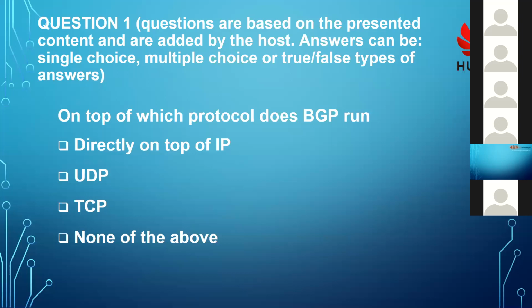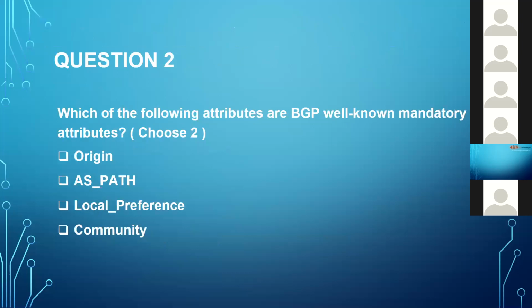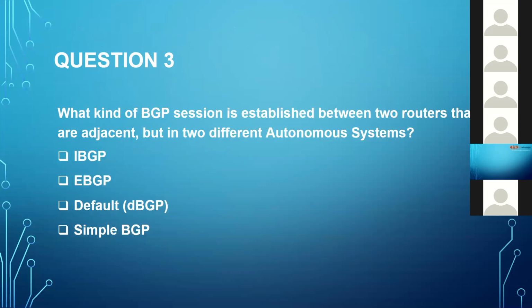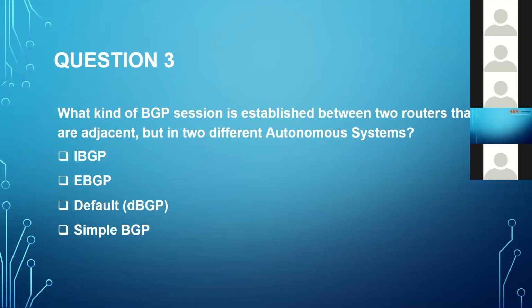So this is the second question. Which of the following attributes are BGP well-known mandatory attributes? There are 2 correct answers. And the last one is, what kind of BGP session is established between 2 routers that are adjacent but in 2 different autonomous systems? There is 1 answer. So we have a single choice, a multiple choice, and another single choice question.